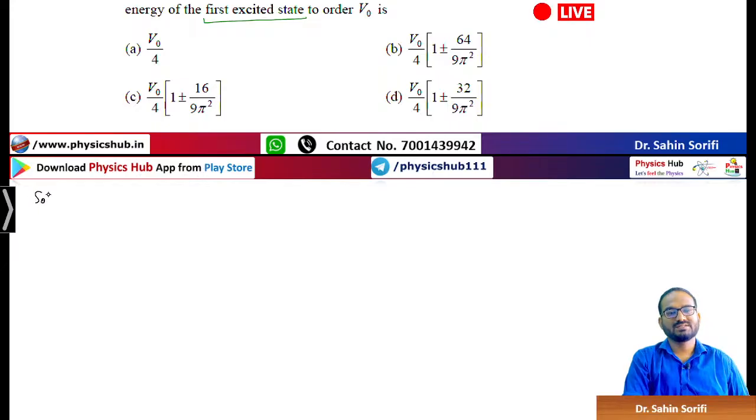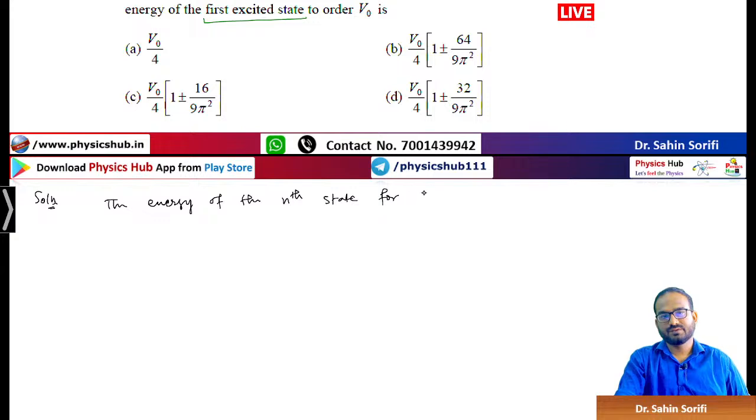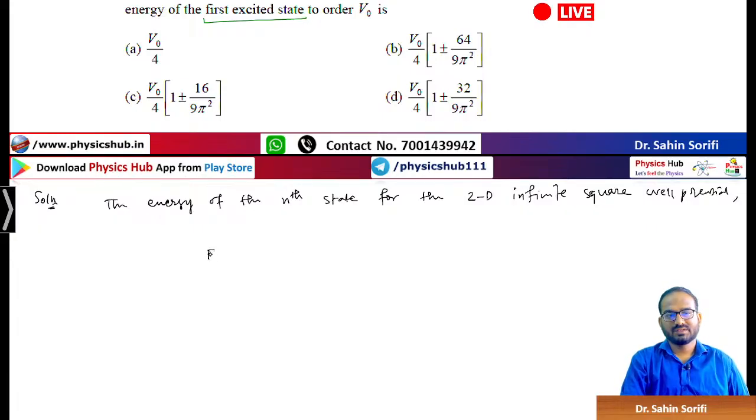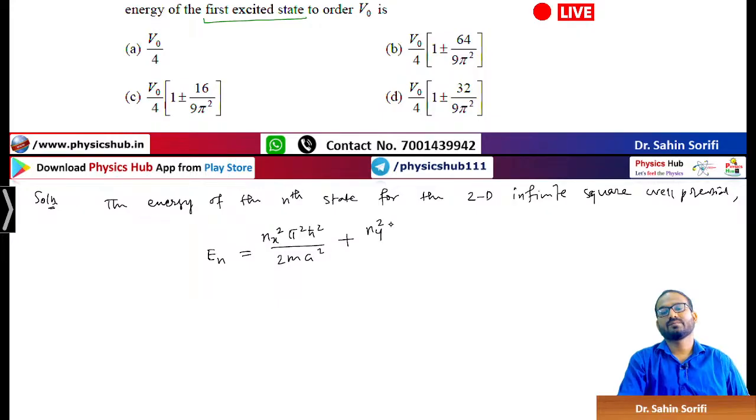So first of all, what is the energy expression? The energy of the nth state for the 2D infinite square well. Let's write E_n equals n_x squared π squared ħ squared by 2 m a squared plus n_y squared π squared ħ squared by 2 m a squared.